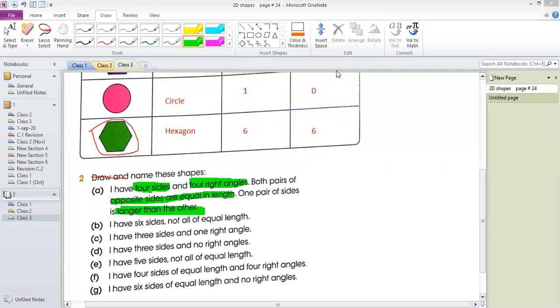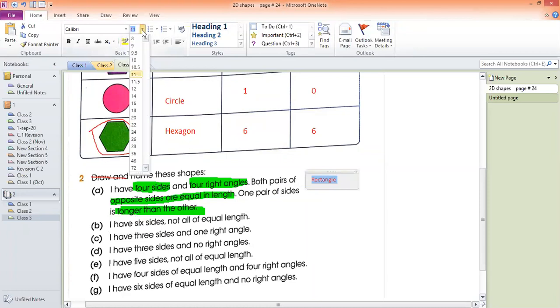Rectangle. Very good. So write rectangle here. This is the answer.